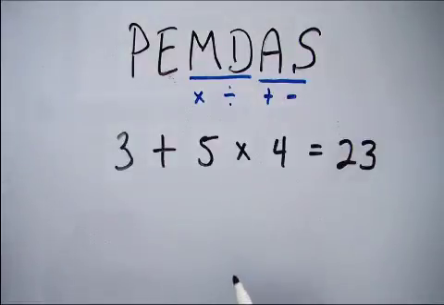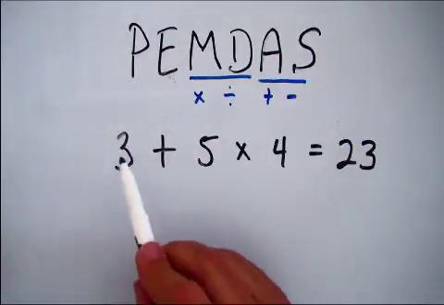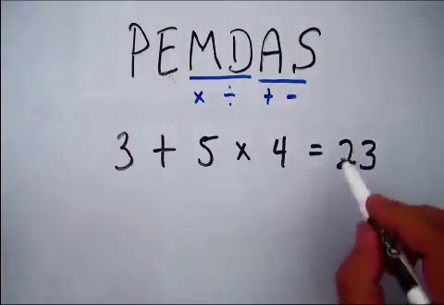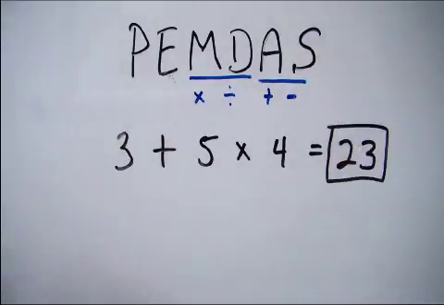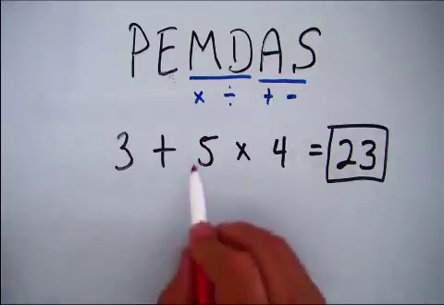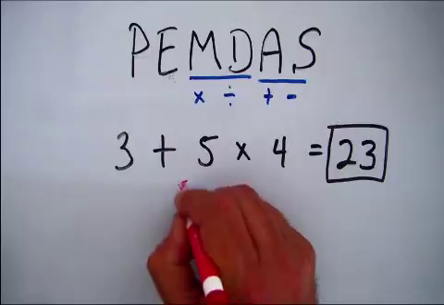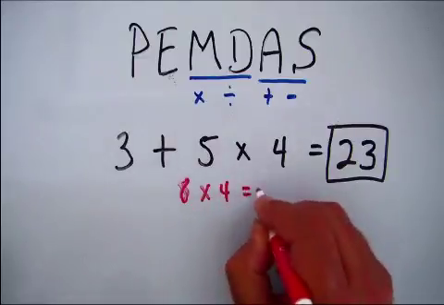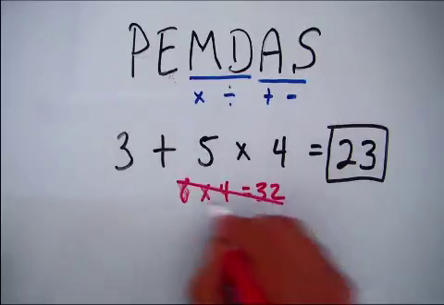Now we saw from our example with the cookies that if we saw 3 plus 5 times 4, we know that it's going to equal 23. Now how does that work with the order of operations? Well, here's the wrong way to do it. The wrong way to do it would be to do 3 plus 5, just go straight across, 3 plus 5, which is 8, and then 8 times 4 would be 32, but we know that's the wrong answer.